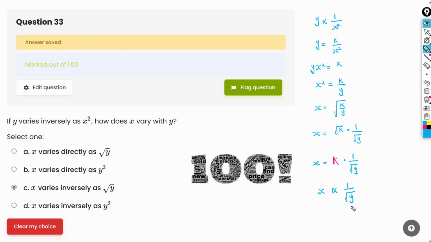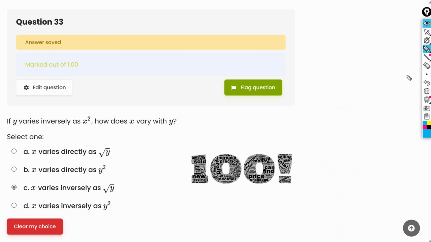That's option C. And again, if you just understand that it's going to be a change of subject of the formula, you would know that inversely will stay inversely, but to go from square to square root. So I feel like intuitively one could have also answered this question. That's question 33. Let's take on 34.